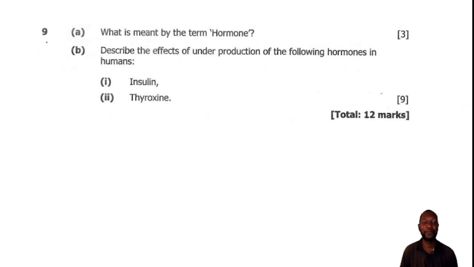Question number 9. A. What is meant by the term hormone? 3 marks. Part B. Describe the effects of underproduction of the following hormones in humans. 1. Insulin. 2. Thyroxine. 9 marks. Total 12 marks. Question 9.